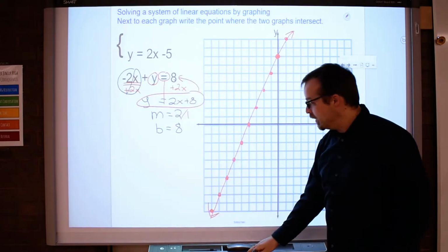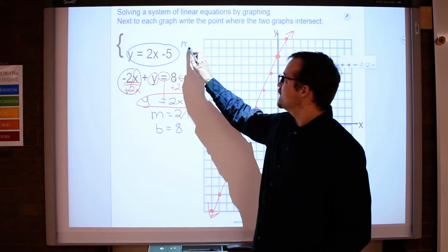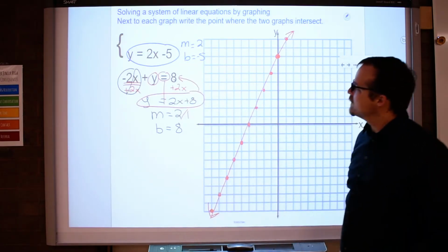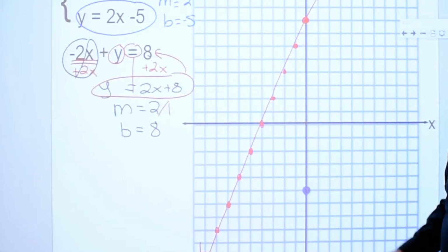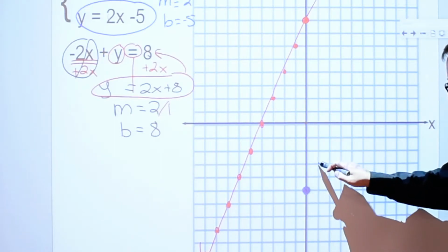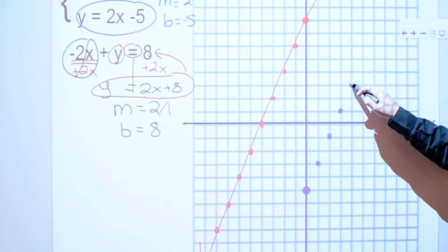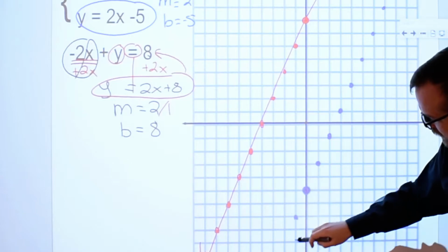Let's go graph the other one. This is y equals 2x minus 5, where the slope is 2 and the y-intercept is negative 5. So the y-intercept, negative 5: 1, 2, 3, 4, negative 5. A slope of 2. Well, that was the same slope, which is going to be interesting, because that means run 1, rise 2, right? And we keep on doing that same pattern all the way through the graph so that we can make a nice straight line.